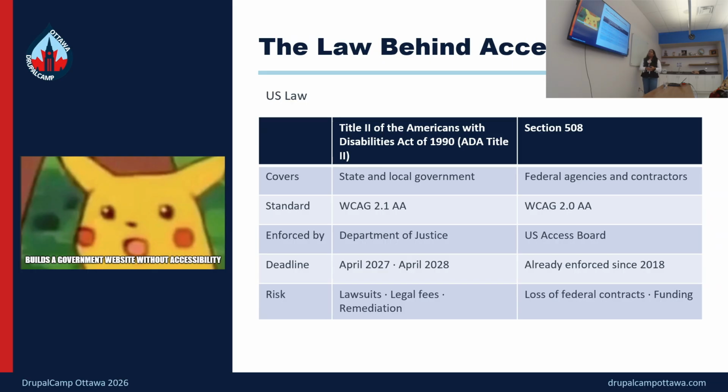The next one is Section 508, which covers federal agencies and contractors. The standard is WCAG 2.0 AA, and it's enforced by the US Access Board. The deadline has already been enforced since 2018, and the risk is loss of federal contracts and funding. This is just an overview of all the laws.